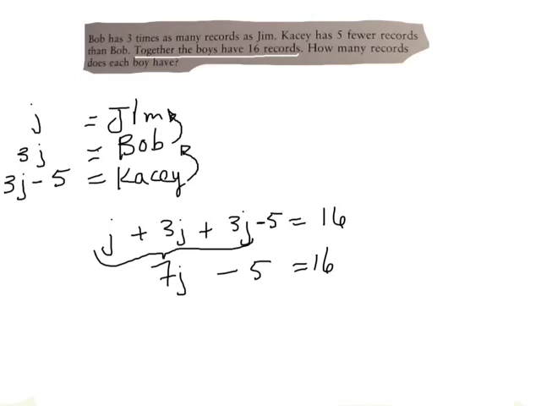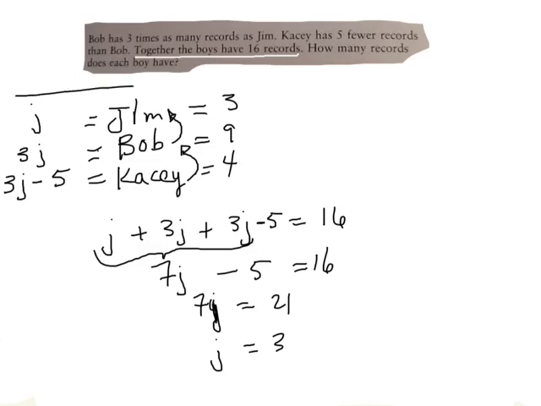To solve this, you're going to add 5 to both sides. 7J equals 21. And J equals 3. So Jim has 3 records. Bob has 9 records. And Casey has 3 times 3, which is 9, minus 5, which is 4 records. There you go. There they are.